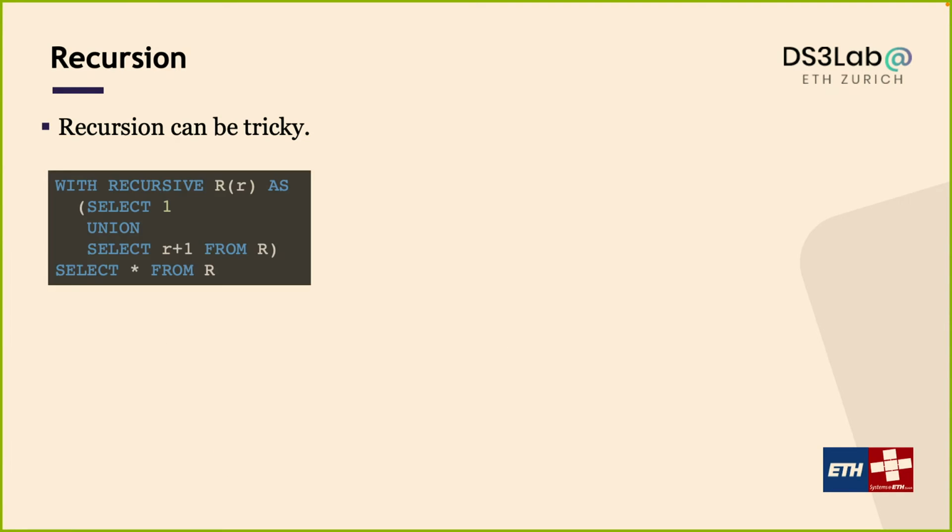Now let's look at another query. It's very similar to the first one. The only difference is in the recursive query: instead of select R from R, I select R plus 1 from R. That's the only difference. What would you get? Who thinks this one will terminate at all? Who thinks this one will just throw an error or just continue to run forever?